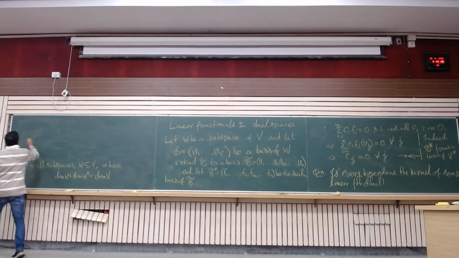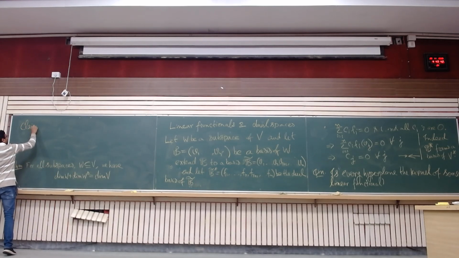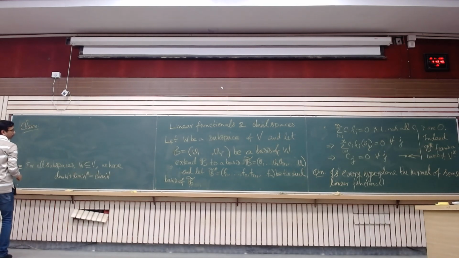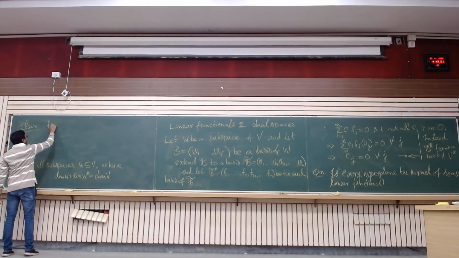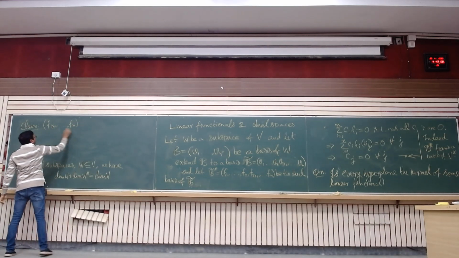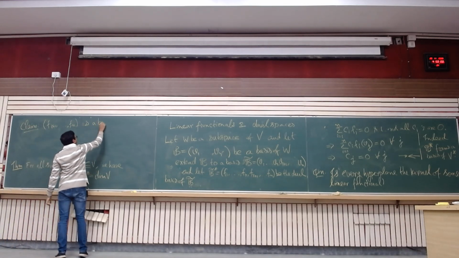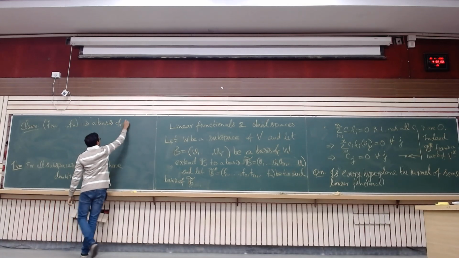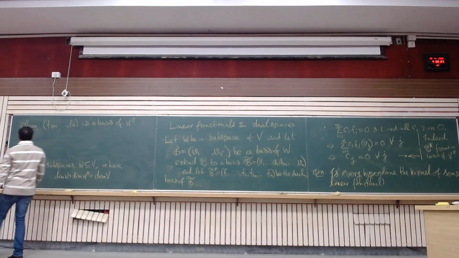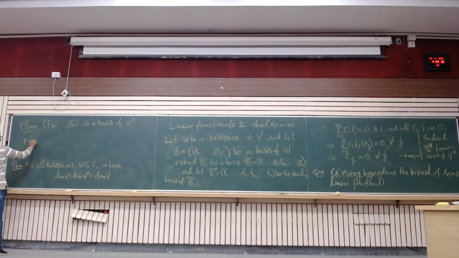The claim is that fr+1, ..., fn is a basis of W0. Okay. And the proof of this claim, how should we proceed?